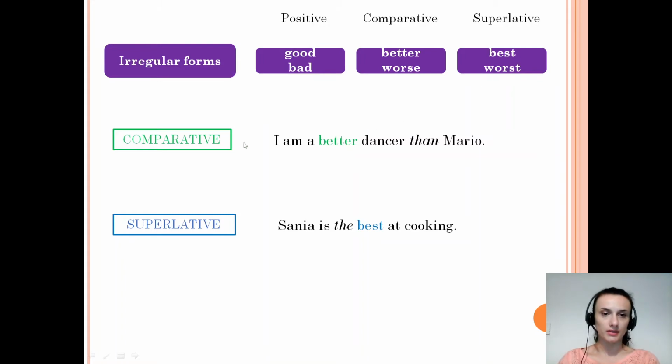Sentence examples: I am a better dancer than Mario. This is a comparative example. Sanya is the best at cooking. This is a superlative example.